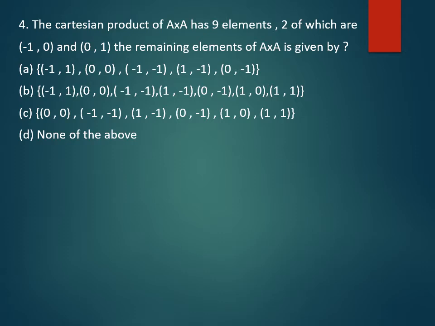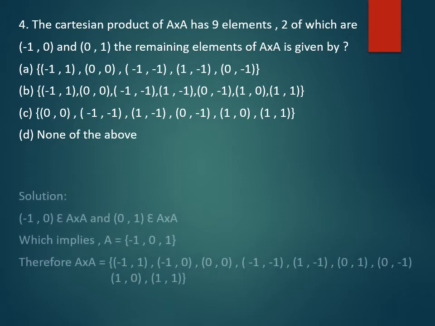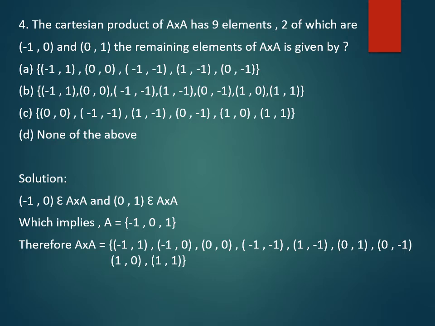So A cross A has 9 elements in which 2 are given, ordered pair -1, 0 and ordered pair 0, 1 here. So if ordered pair -1, 0 belongs to A cross A, that implies, you know the definition of the Cartesian product, the first element always belongs to the first set A and the second element always belongs to the second set B.